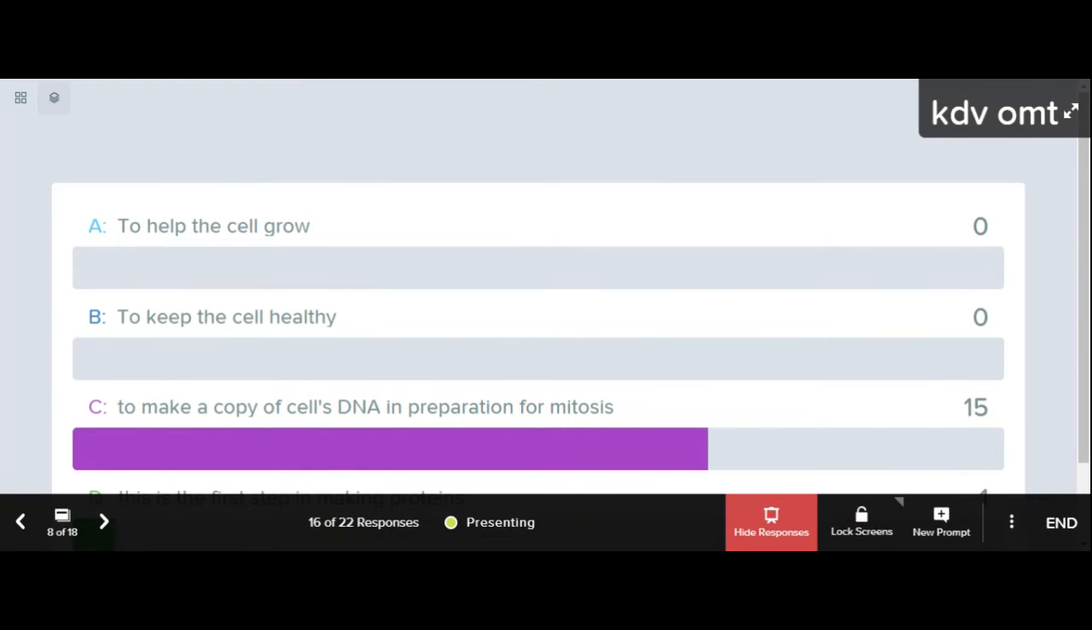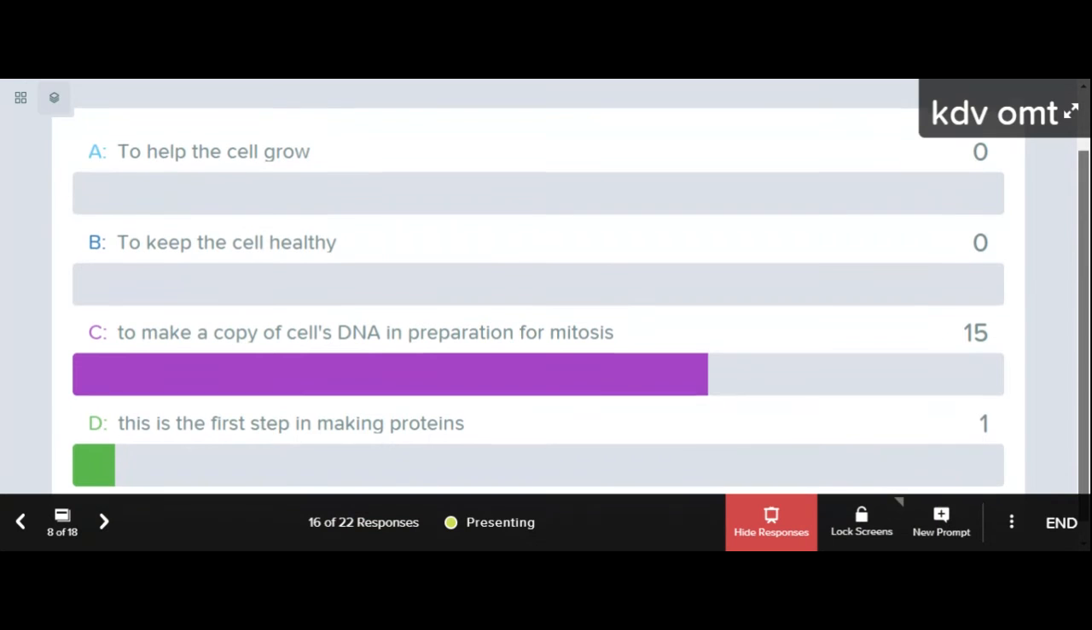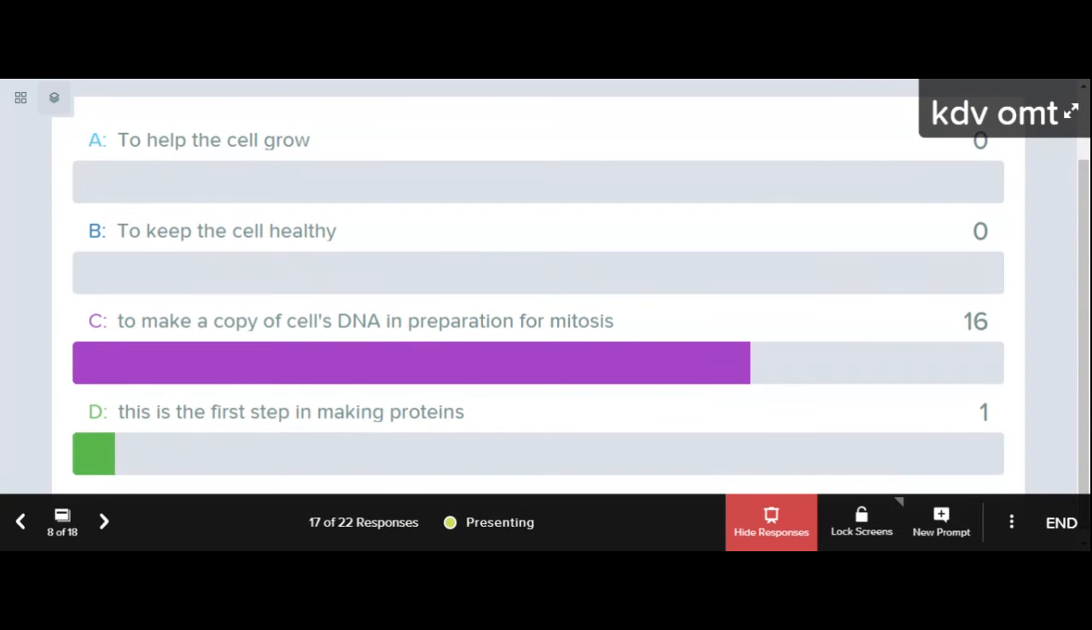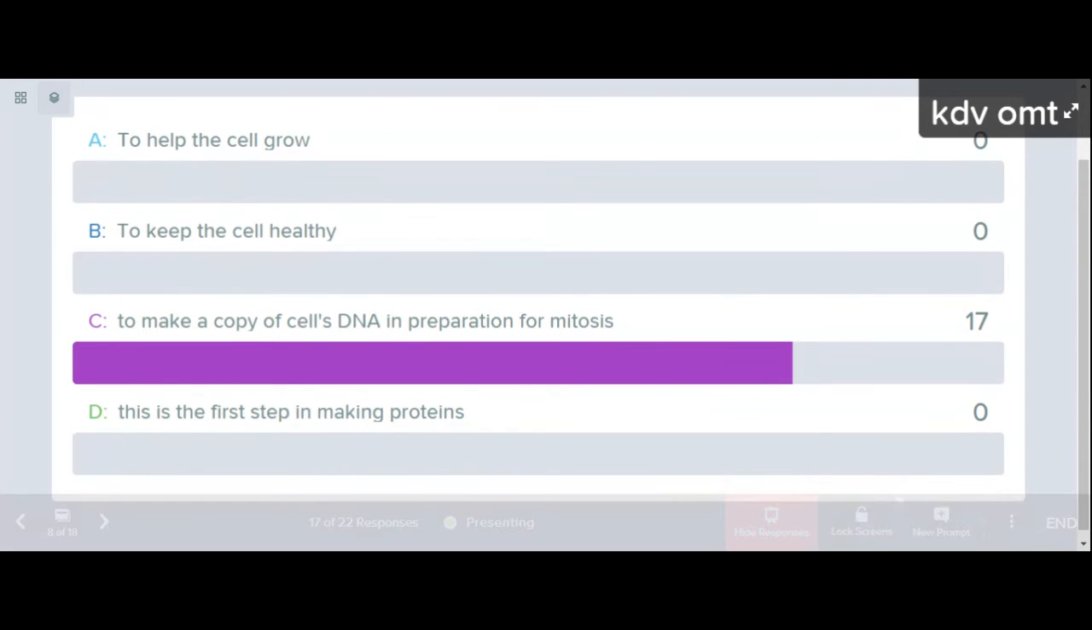To make a copy of the cell's DNA in preparation for mitosis. I knew it. You're all smart. You're so smart. You're so smart.